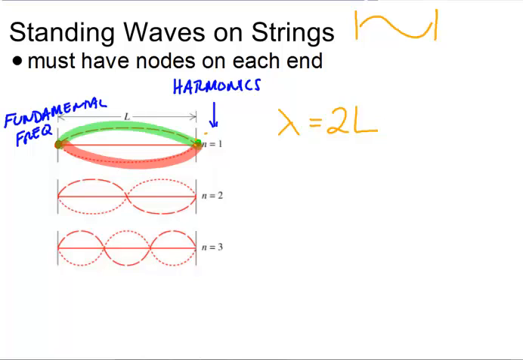Okay? If we look at our next one, the second harmonic. Here we have one full wave. Okay? See, there's one full wave right there. So the wavelength of this one is going to be just L.